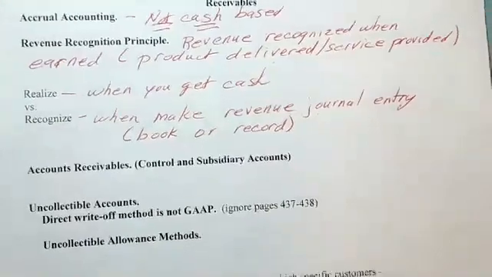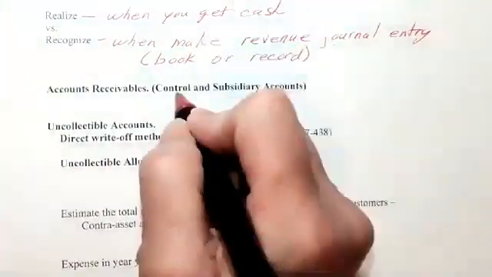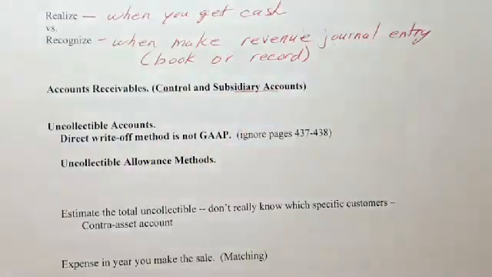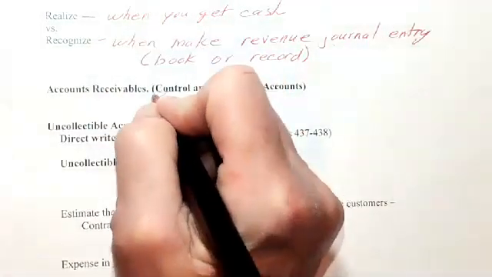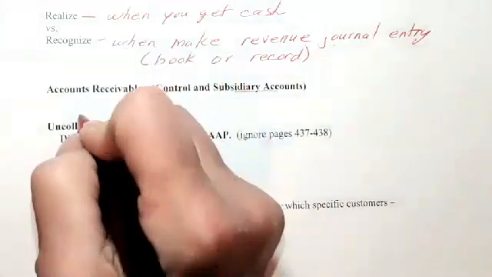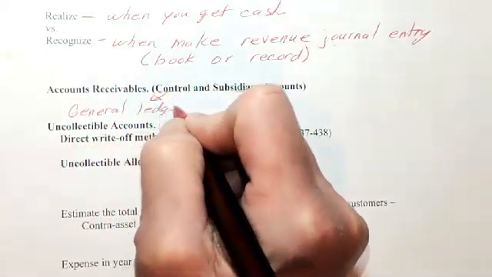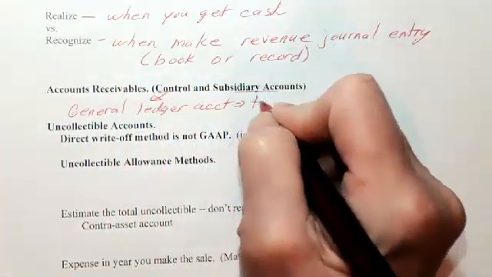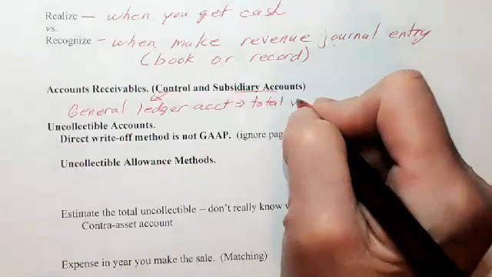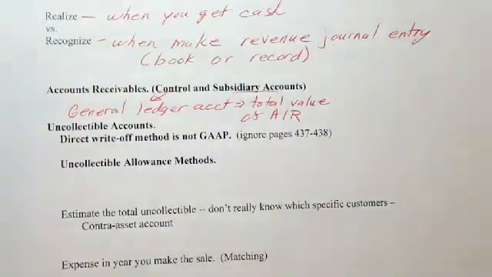With that in mind, let's talk about our accounts receivables. We really have two parts to the accounts receivable, and what we've talked about so far is what we really call the control account, and that's your general ledger account. In that, you have your total value of accounts receivable. So that's got your total in it.